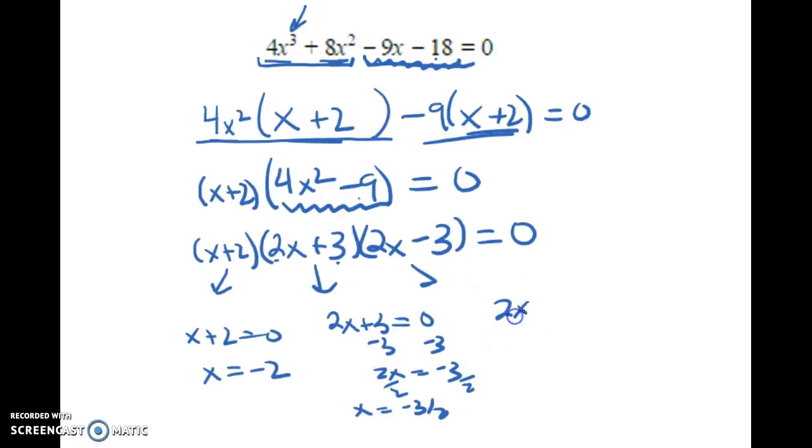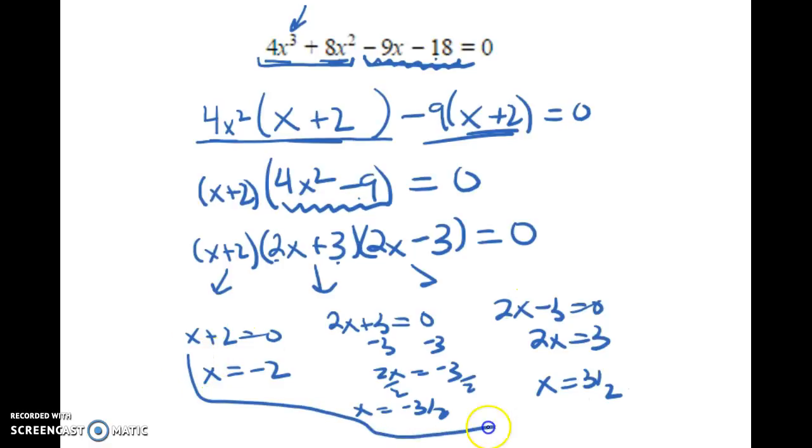And then if 2x minus 3 equals 0, and I add 3 to both sides, 2x equals 3. If I divide both sides by 2, x equals 3/2. So these are my solutions. X equals negative 2, x equals 3/2, and negative 3/2.